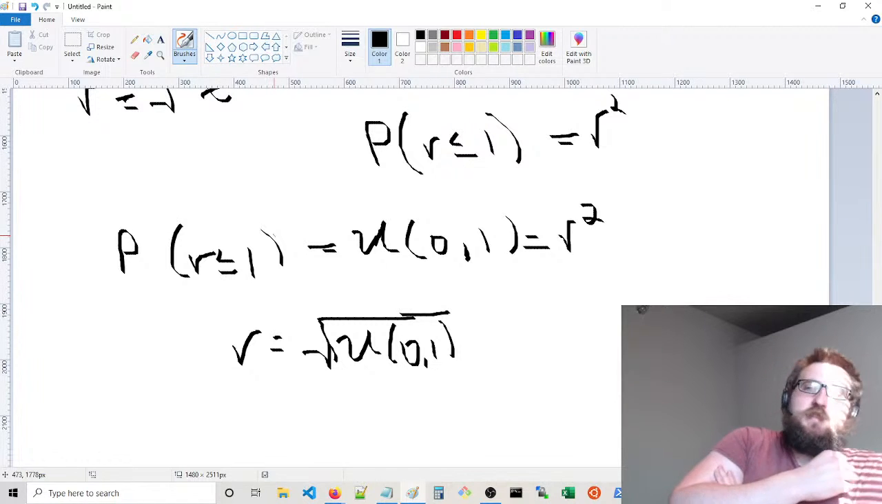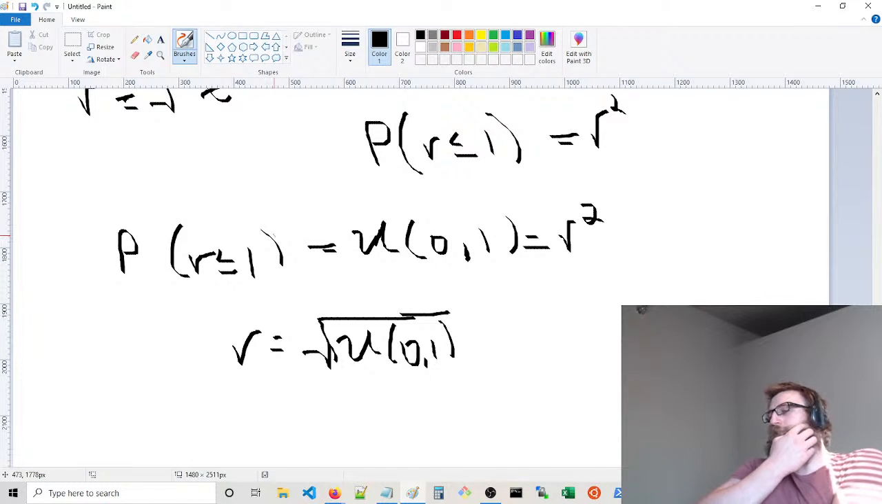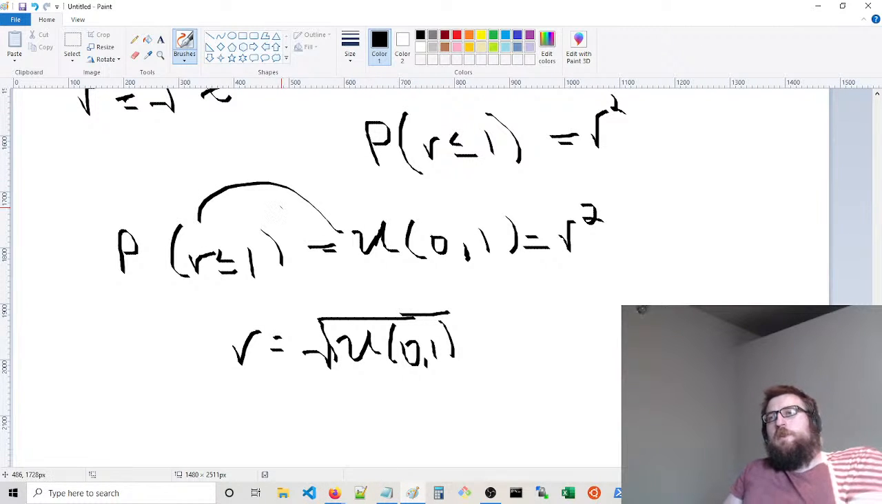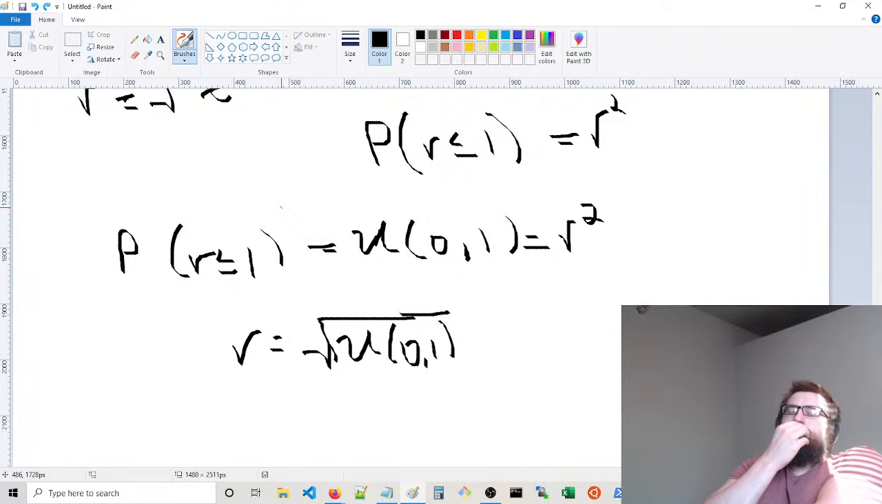I don't really understand how these things relate to each other, though. I don't really get it. I'm trying to understand here. I think it is that simple, but like I said, it's just hard to wrap your brain around. This is a cumulative probability function for R.